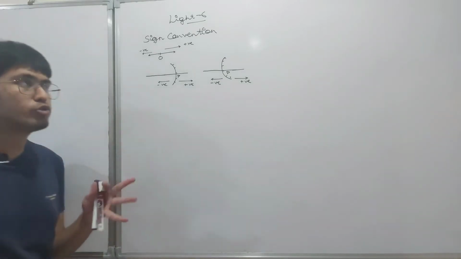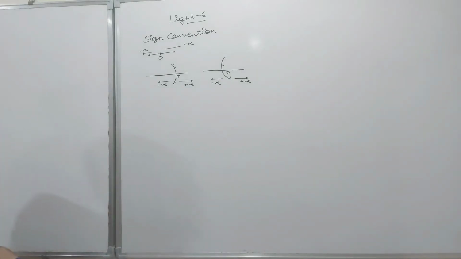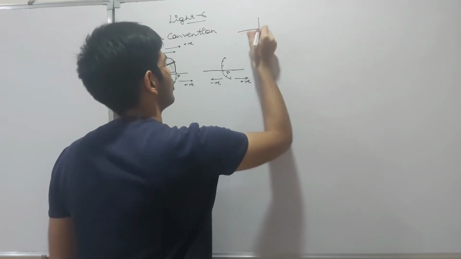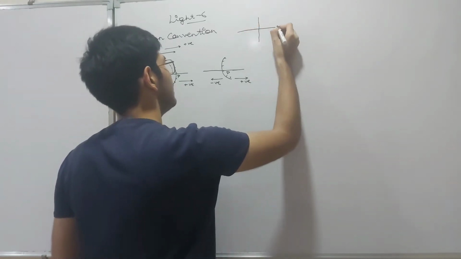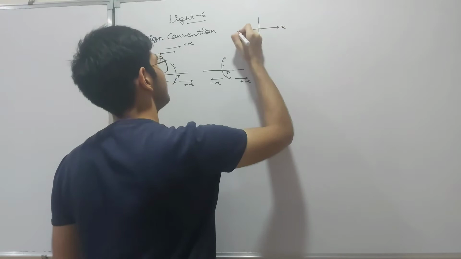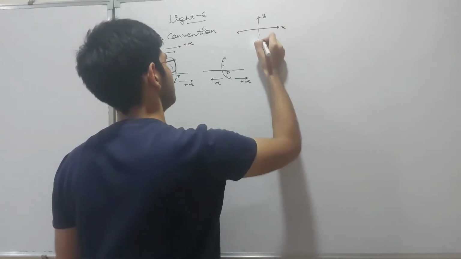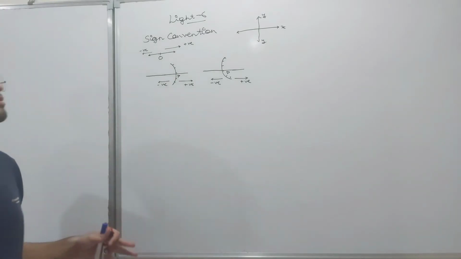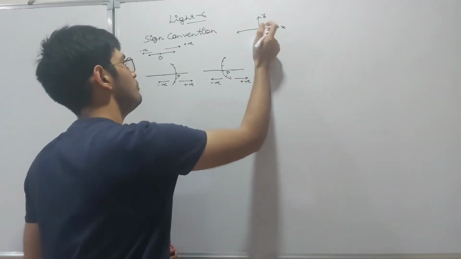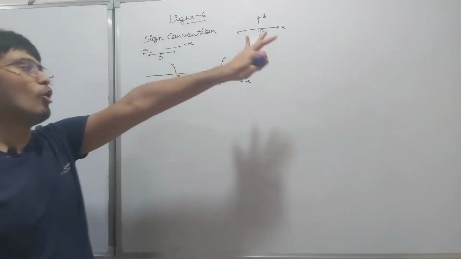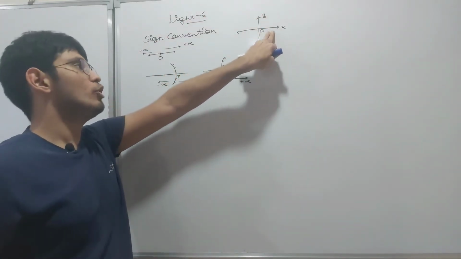Now you might have also seen the graphs. What is there in the graphs? See, suppose this is a graph. In this we are having the x-axis, here we are having the y-axis. See here also, the point of reference is this center point which is 0.